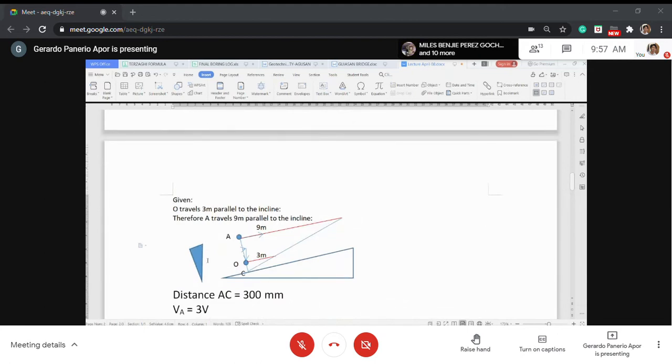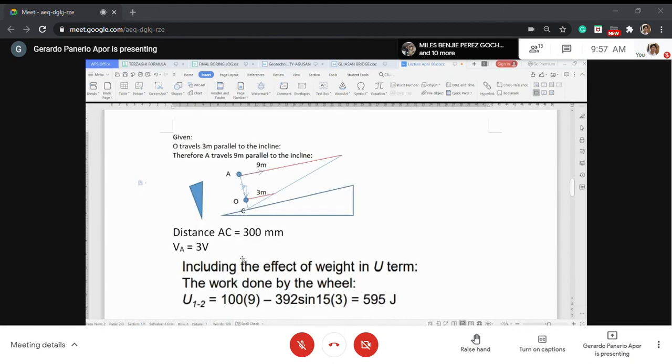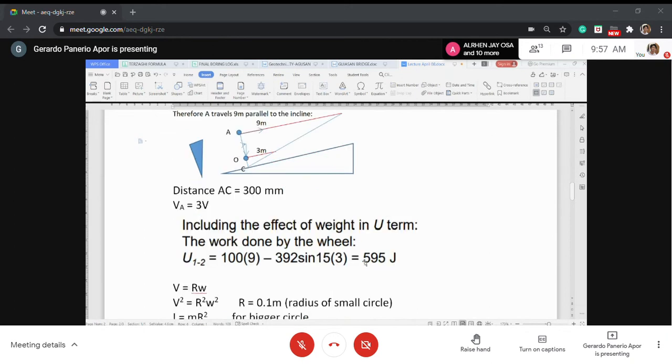Okay, this is 392. So the work done there is 392 sine of 15 degrees times 3 meters. Okay, so the sum of the two is 595 joules. Joules here is just a unit. That unit is equivalent to Newton meter.